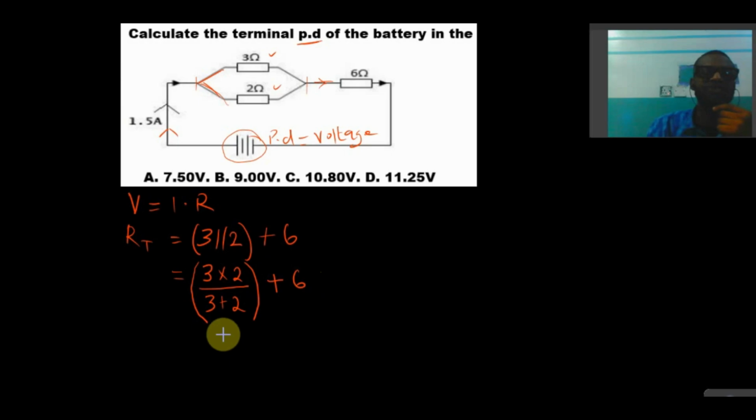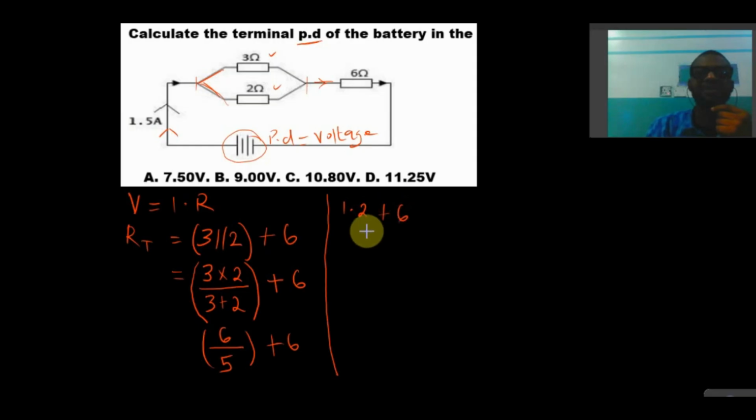So 3 times 2 gives 6, divided by 3 plus 2 which gives 5. Then I will add the 6 ohms. Now 6 divided by 5 gives 1.2, then plus 6. So 1.2 plus 6 gives 7.2 ohms. This is the total resistance in the circuit.